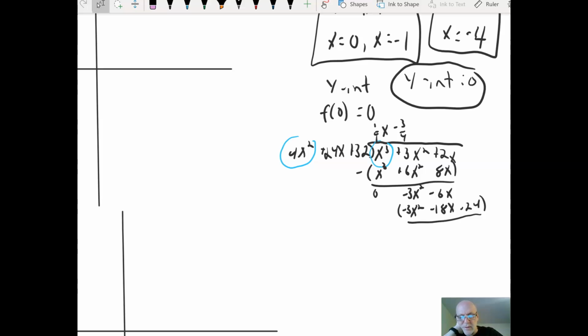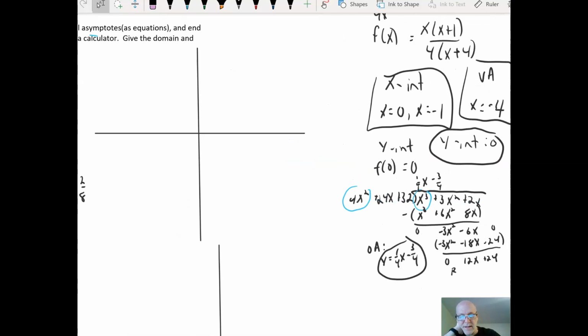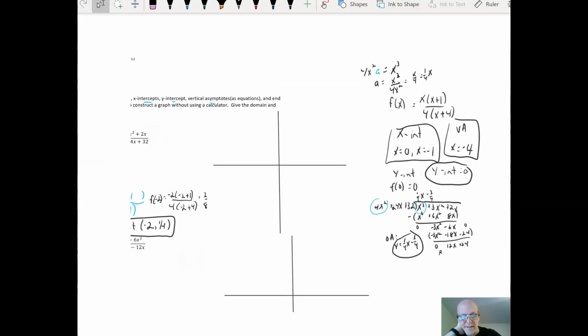But if we subtract here, we get 0, and we get negative 6 minus negative 18, that's 12x, and then subtract 0, minus 24 is plus 24. So that's the remainder, and so the oblique asymptote is y equals 1/4 x minus 3/4. Okay, now we're ready to put all this information into the graph, and let's see what we get.